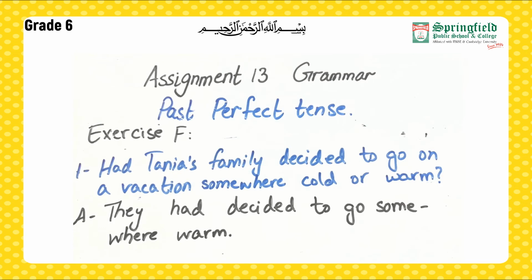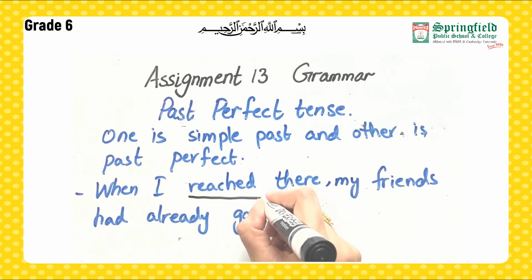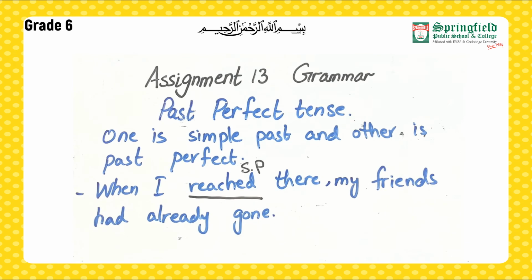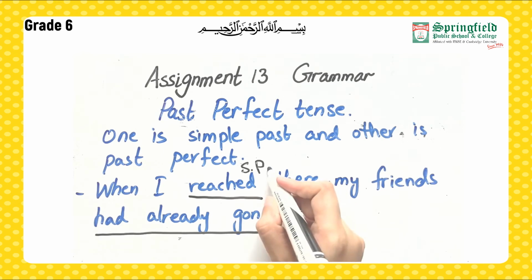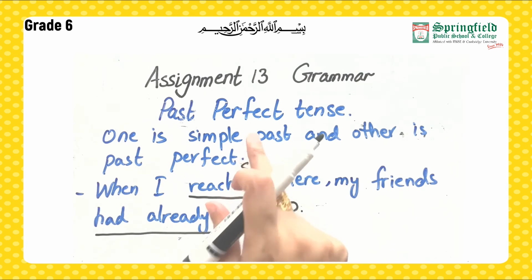In use. When we talk about two sentences in past, one is simple past and the other is past perfect. Let's look at the example. Alright, I'm explaining again. One is simple past and the other is past perfect. In a past perfect sentence, we can have a simple past and also a past perfect. So one is going to be simple past and the other is going to be past perfect. Look at the example. When I reached there, my friends had already gone. Reached here indicates your simple past. Okay, reached, second form of verb, right? My friends had already gone. This is your past perfect tense, right? So either the beginning one or the last one of them is going to be a simple past tense and the other is going to be the past perfect tense.